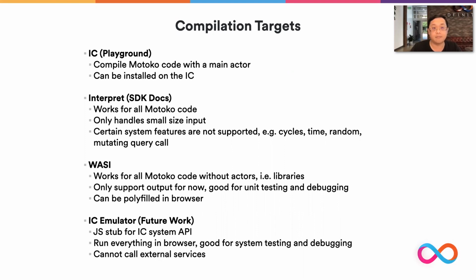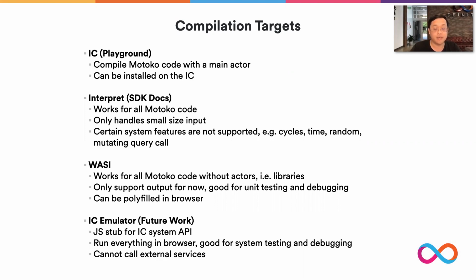The second mode is the interpreter mode, which we use in the SDK documentation. It works for all Motoko code, so you don't have to write an actor in there. But the limitation is that it only handles small input, and certain system features are not supported, like cycles, time, and random values. Also, if you are sending a mutating query call, the mutation will persist, instead of going back to the previous state after the query call as on the IC. So there are some semantic gaps between the interpreter and the IC.